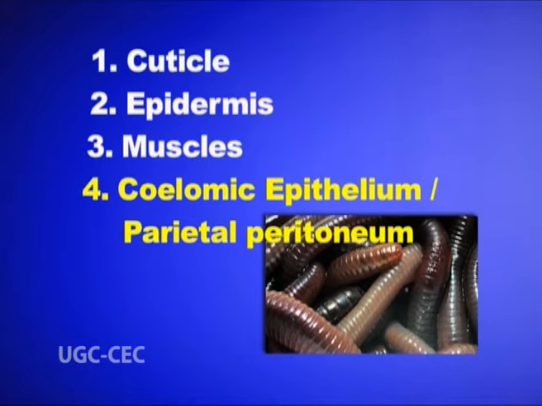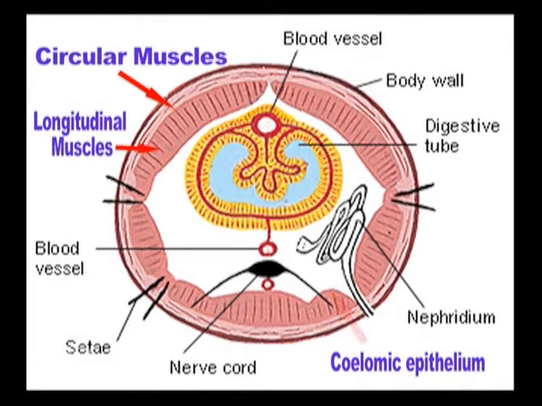Coelomic epithelium. The innermost layer of the body wall is called the parietal layer or coelomic epithelium. It forms the outer lining of the body cavity. It consists of flat epithelium cells.